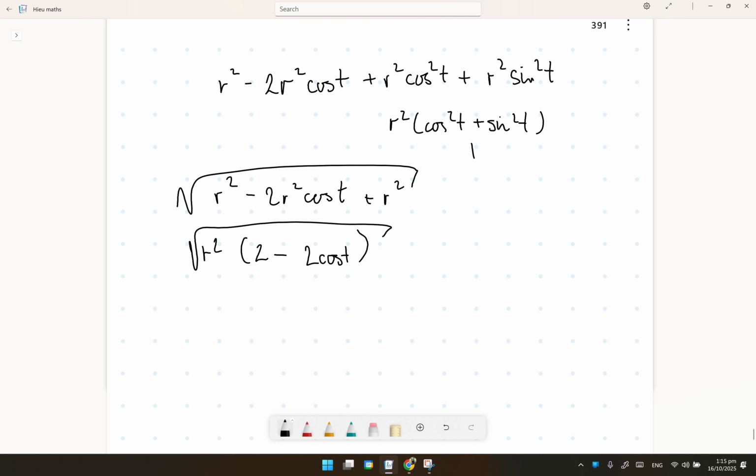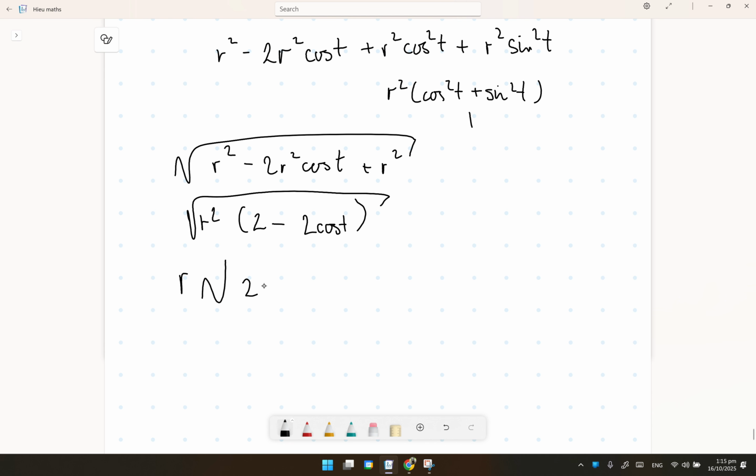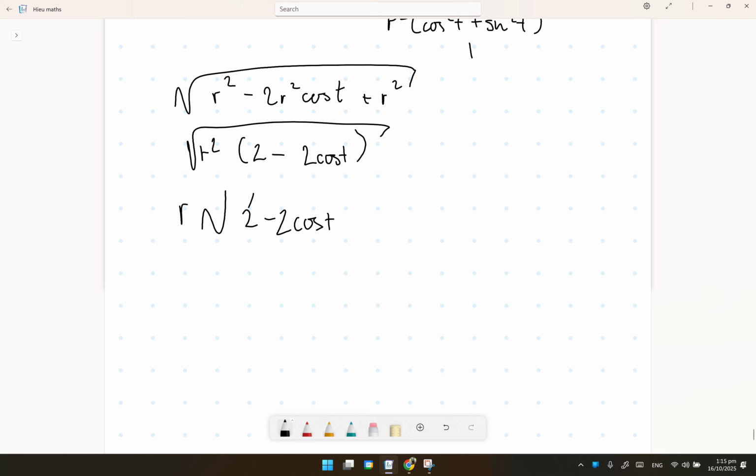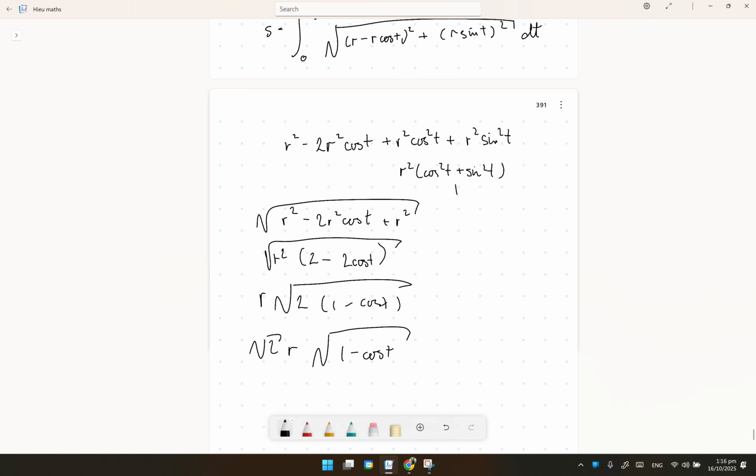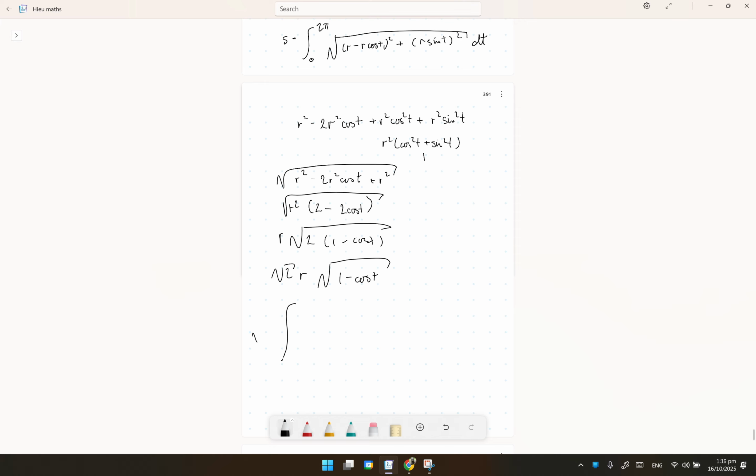Square root of this, we can take r out. That's going to be r times the square root of 2 minus 2 cos t. Let's take root 2 out as well, so we can take 2 out of 1 minus cos t, and then take the root 2 out. Root 2 r times the square root of 1 minus cos t. Okay, perfect. And so now if we rewrite the equation, it's going to be root 2 r times the integral from 0 to 2 pi of the square root of 1 minus cos t dt.